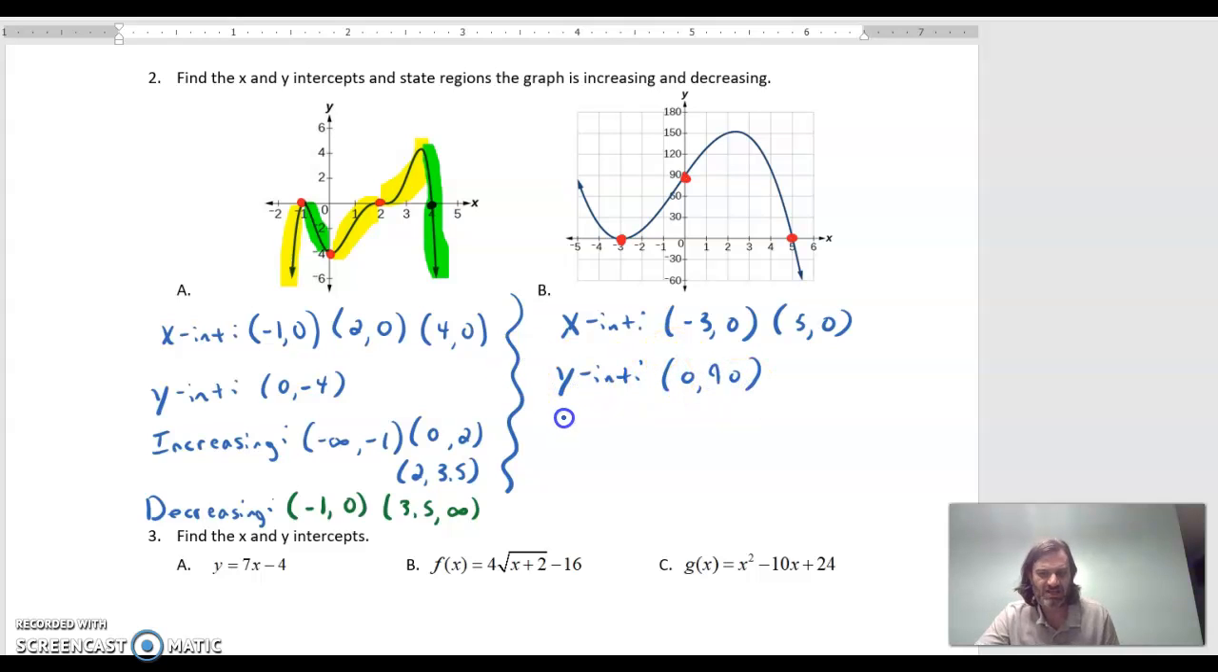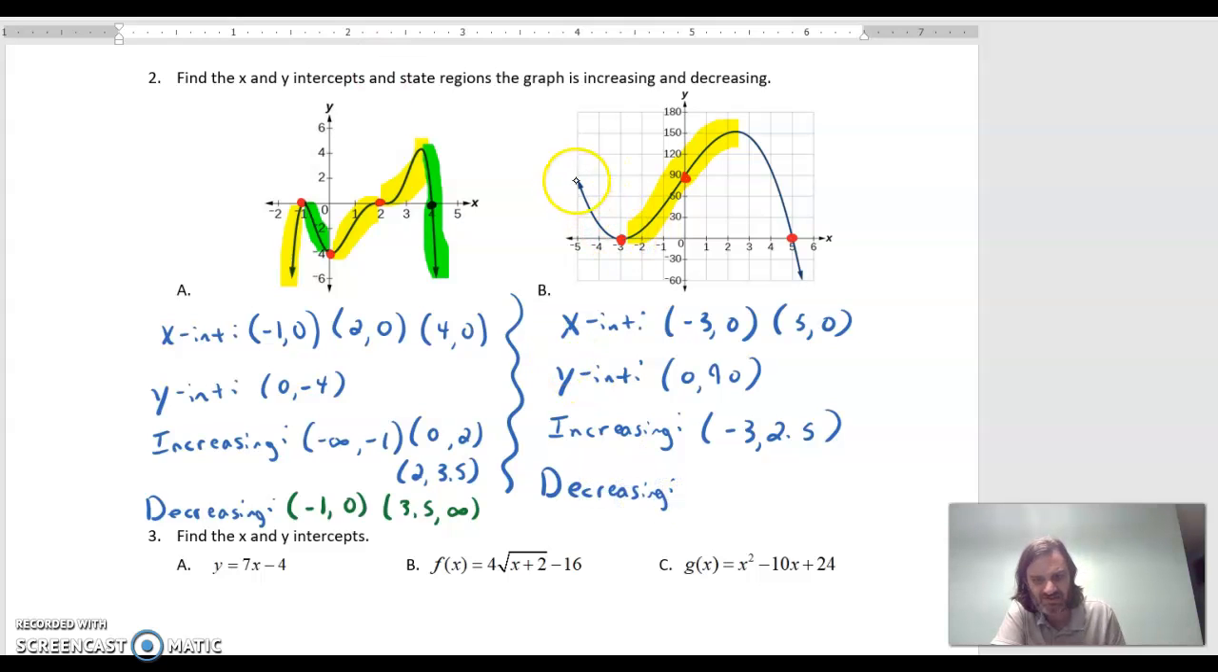Excuse me. And where's it increasing? It's increasing where we're going up from left to right. So if you have questions about that, make sure you don't be too scared to ask them. But when this thing starts, it's coming down, but at -3, it starts going up to what looks like about 2.5. That's an estimate. But let's just say it's happening from -3 up to about 2.5. And then it's decreasing most of the time.